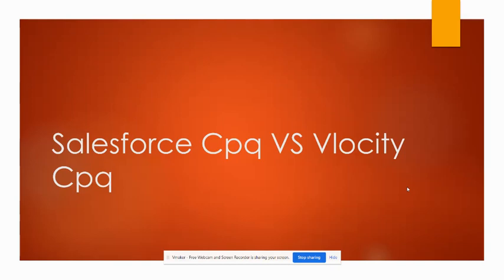So let's start. I'm assuming you already know about CPQ. What is CPQ? You must already know about Salesforce CPQ, which is a very famous CPQ tool for Salesforce. Whenever you start something on the CPQ front, one question arises: you already know there is a Velocity CPQ and a Salesforce CPQ. Why are there two CPQs in the same Salesforce industry? I'm going to answer this in this video.